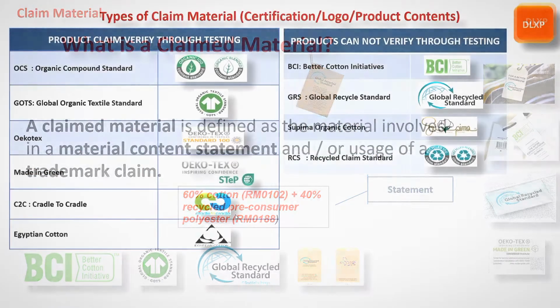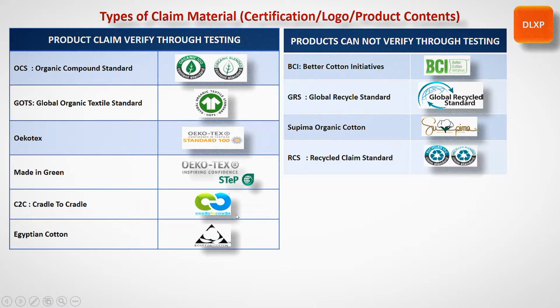Here in this slide we are talking about the claim materials. There are two groups. The first group shows the products verified through testing. These are all the standards or logos, all the claim materials which can be verified through lab testing, which includes Organic Content Standard OCS, GOTS Global Organic Textile Standard, Oeko-Tex, Made in Green, Cradle to Cradle and Egyptian cotton. In this group we can say that the claim material can be verified through lab testing.